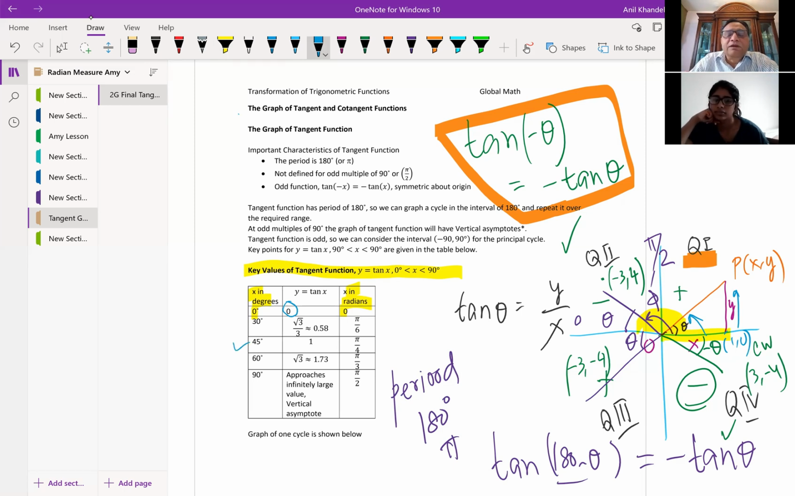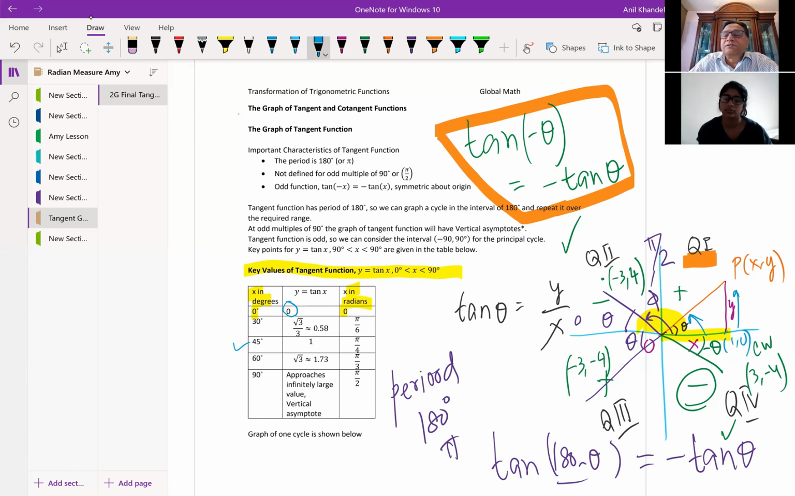And as we go to 45 degrees, it is an isosceles triangle, with the opposite and adjacent sides being of the same length. And therefore, we have 1. And for 60 degrees, it will be square root 3, greater than 1, correct?